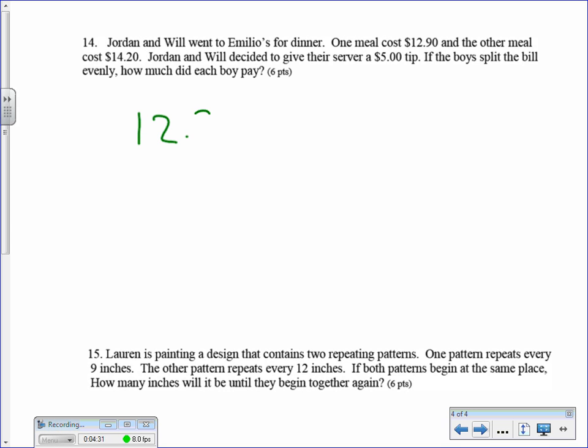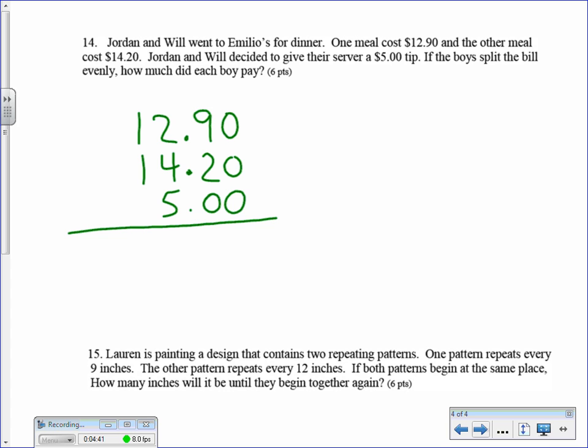Last page. Out to dinner. $12.90 for one meal. $14.20 for another meal. $5 tip. All right. So first of all, we need to find out how much this whole thing cost them. So you got to include the tip, right, and the meals. Now they're friends. They're going to split it evenly, right? So first add it up, find the total.